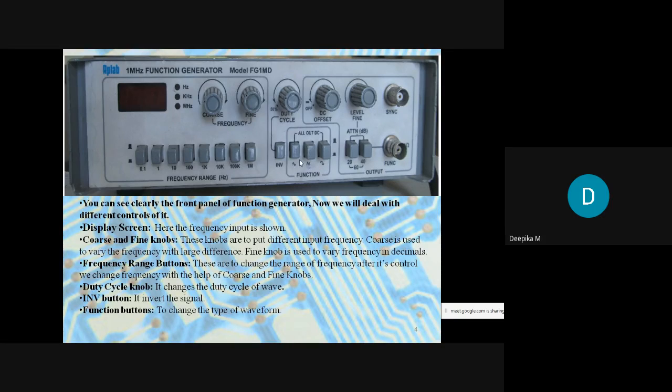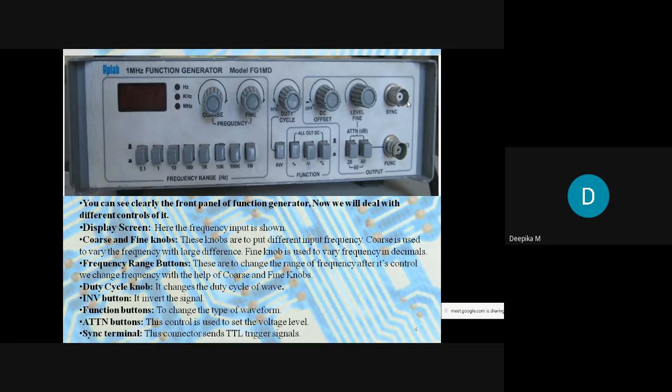That means either you can obtain the sinusoidal or triangular or pulsating, or I can say square wave. So these three types of waves can be obtained by using the function button adjustment. And we have the attenuation button. So this is usually used for setting up the voltage level.